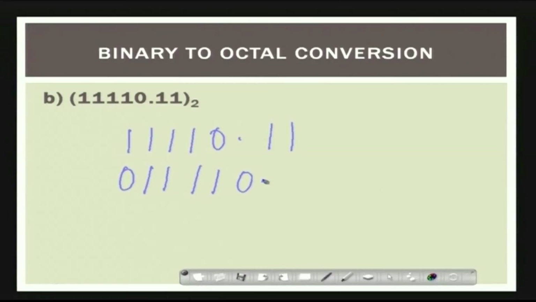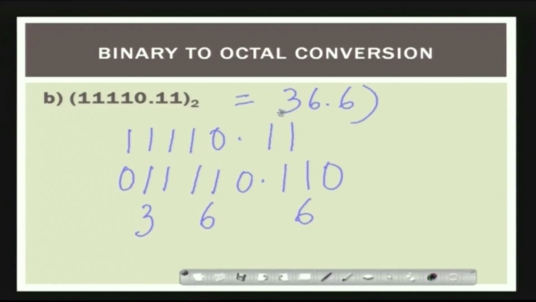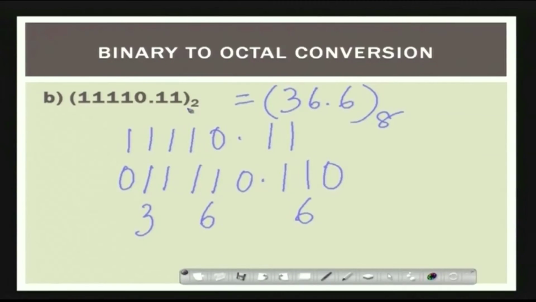In the same way, on the right hand side of the octal point we also do not have 3 digits. So, what should I do? I should add a 0 here. So, what does it give now? This gives me 3. What does this give? 6, and this gives also 6. So, what is the answer for this? The answer for this will be 36.6. So, this is the octal number I am getting for the binary number that I have shown here. So, this is how we convert a binary to an octal number.